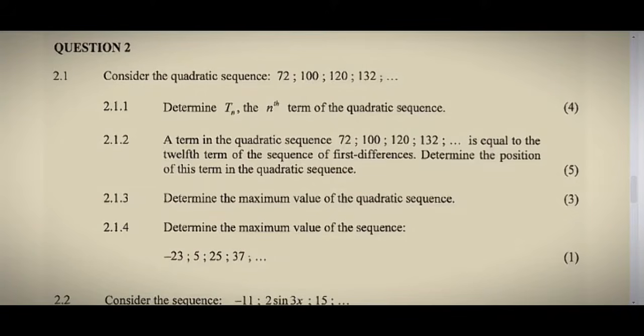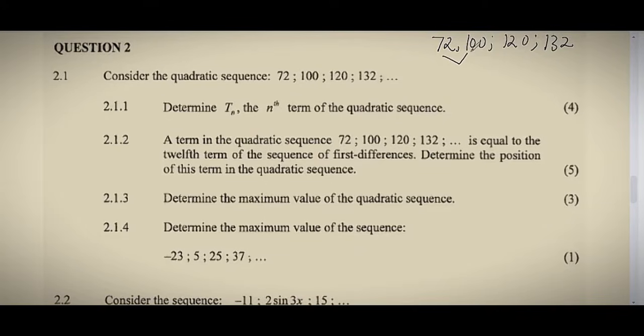Okay, so let's look at this question 2 here. It says, consider the quadratic sequence 72, 100, 120, and then 132. Now they say determine the nth term of the quadratic sequence. So we know for that one, we just go 72, 100, and then 120, and then 132, right? So to find the nth term, let's look at the difference here.